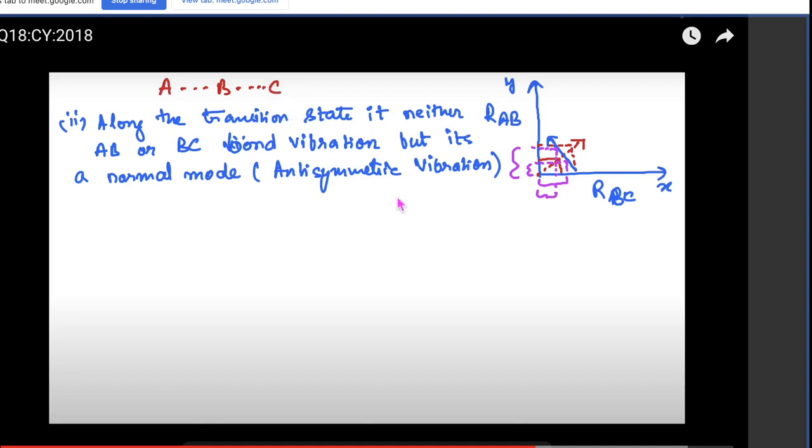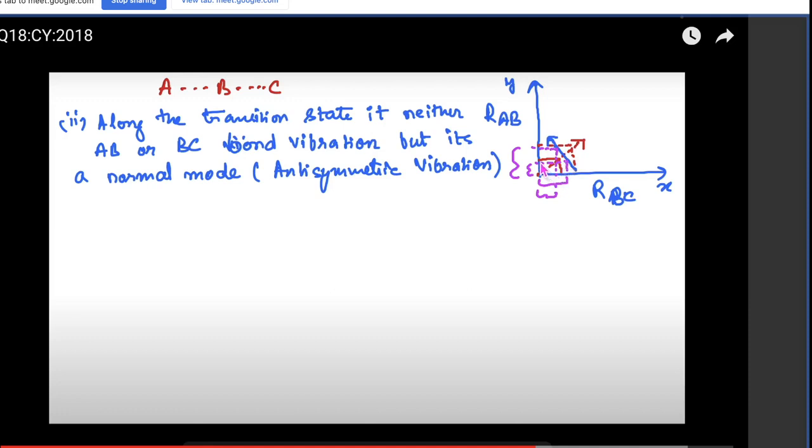You can have two kinds of vibration, symmetric and anti-symmetric, both are possible, but what will give me the product? Only the anti-symmetric vibration will give me the product. Why? Because the reaction path that we were following, the direction of my transition state, was in the direction of this blue arrow, and you can see that this direction corresponds to the anti-symmetric stretch.